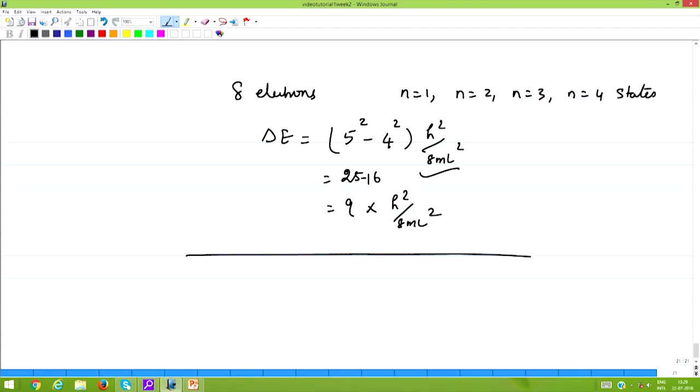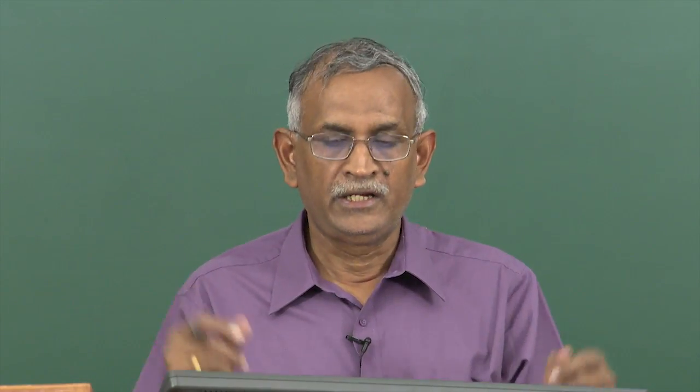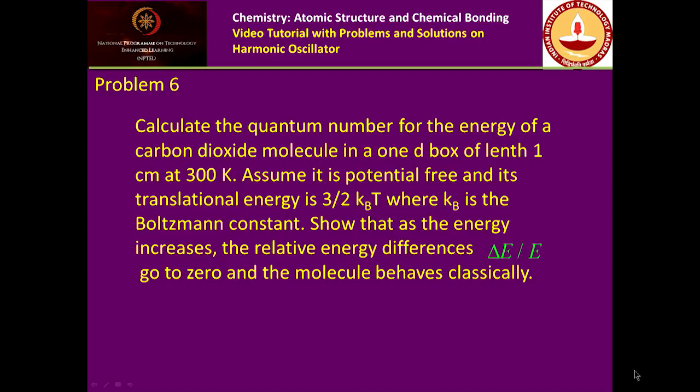So, it is a fairly simple problem, but this is important to give an approximate estimate of the energy of transition for the electronic states in a linear system, and likewise you can calculate it for other systems using elementary models. Okay. Let us go to the next problem.